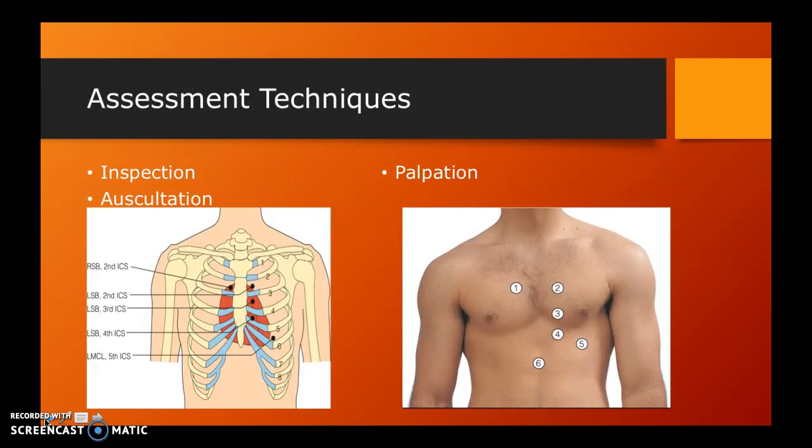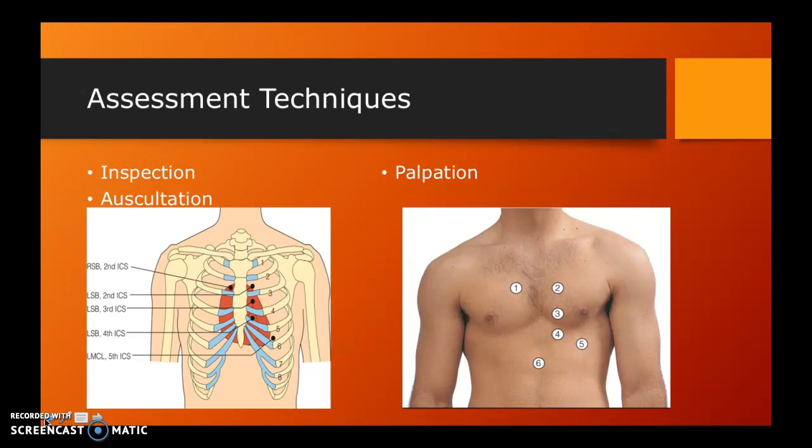So we're going to be inspecting, looking at the anterior chest, and we're going to be auscultating. We're going to be also palpating. These are the sites. The first site is going to be the right midclavicular line, or in this picture it says right sternal border, so close to the sternum, the second intercostal space. Number 2 is going to be your left sternal border, second intercostal space.